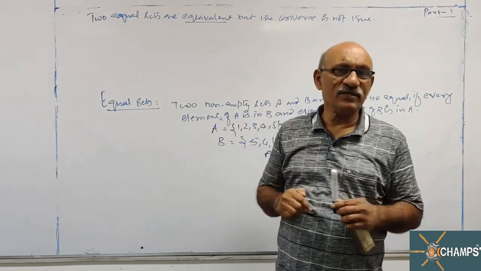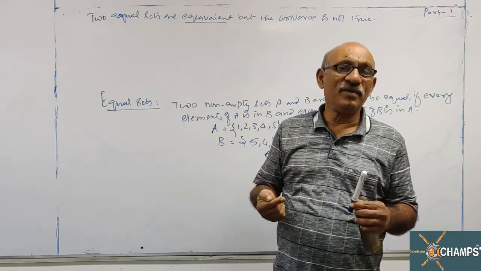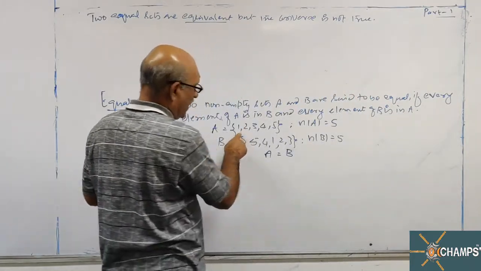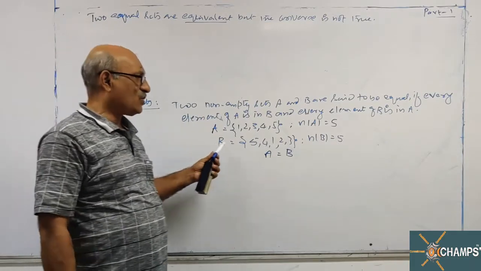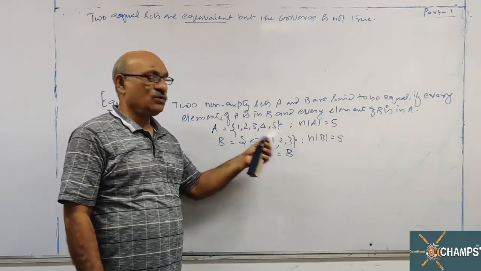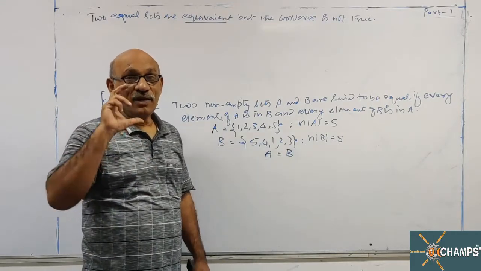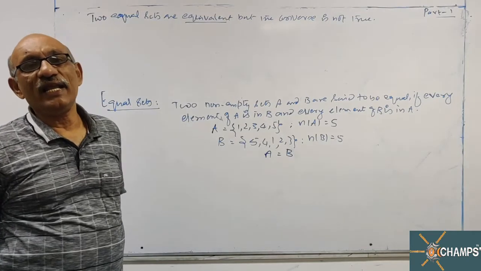But what is the condition for equal sets? They should contain an equal number of elements and the elements are also the same. Look at this here. A is having 1, 2, 3, 4, 5, 5 elements. B is also having 5 elements: 5, 4, 1, 2, 3. The number of elements is the same. Whenever the number of elements is equal, it is an equivalent set.